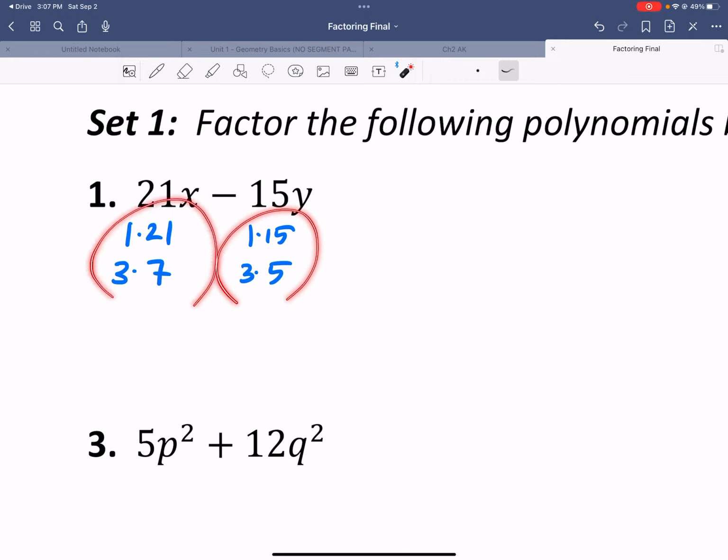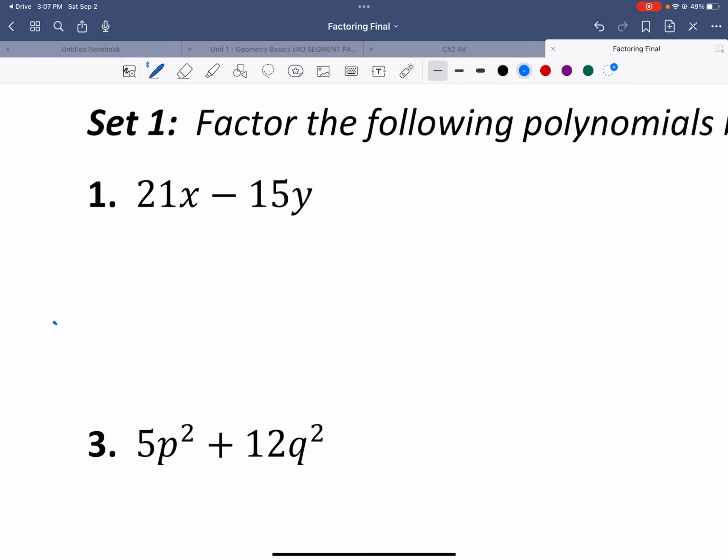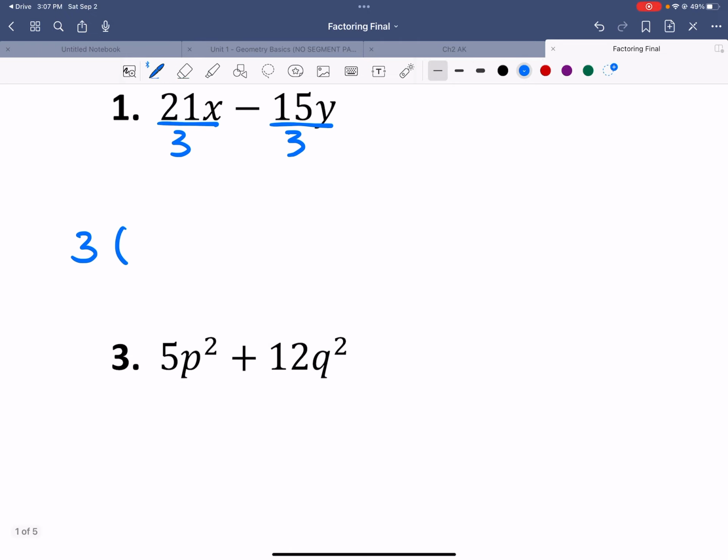So which factors do these two numbers have in common? 1 and 3. And out of these, 3 is the greatest number that they have in common, right? So that's going to be the GCF for these two. So I'm going to factor out 3, which means I'm going to divide each number. If I look at the variables, this one has an x, this one has a y, so I cannot take those out. So let's factor out 3. 21 divided by 3 is 7x, minus 15 divided by 3 is 5, and it has a y. And that's it.